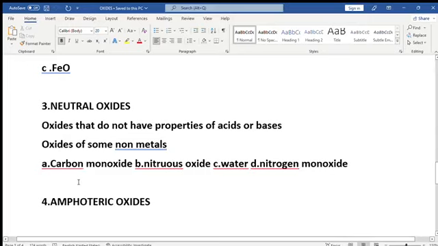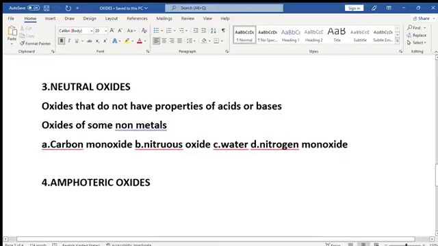Let's move on to what are called neutral oxides. Neutral oxides, from the word neutral, are neither acidic nor basic. So they do not have properties of acids, neither do they have properties of bases. They are just neutral. And these are oxides of some non-metals. We've established that usually non-metals will form acidic oxides, but it's not all non-metals. Some can form neutral oxides. The very basic example is carbon monoxide.